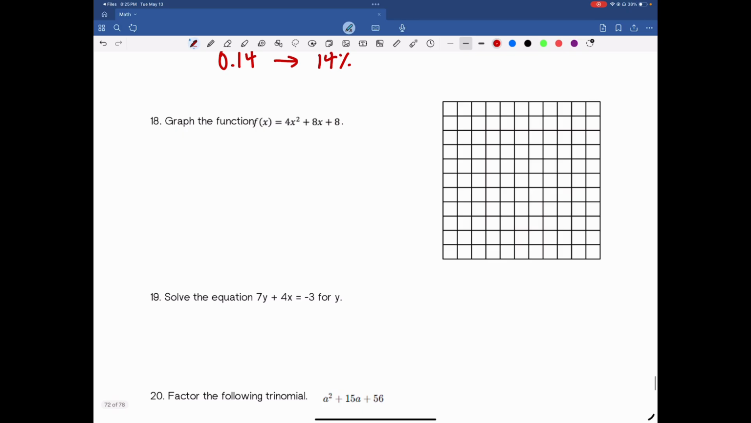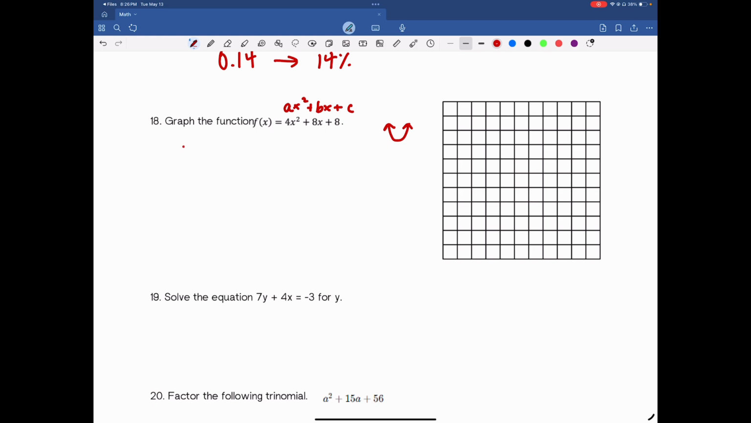All right, we need to graph the function. This is a quadratic function. We've got x squared and the value of a. Remember, this is ax squared plus bx plus c. So the value of a is positive, so we know our parabola is going to open up, and it's going to look something like this. We need to figure out where that's going to be.